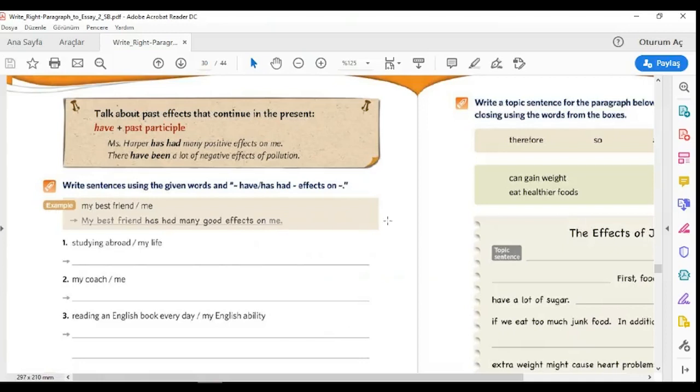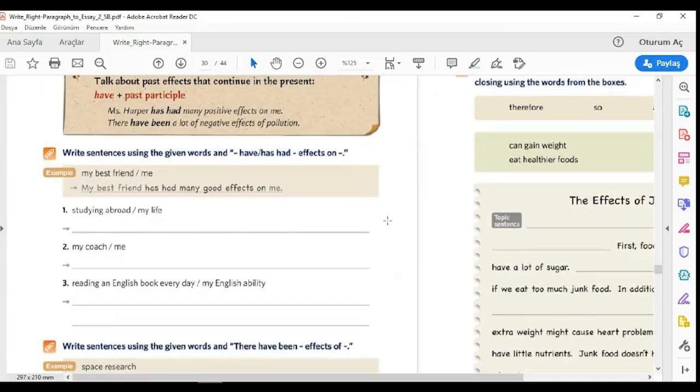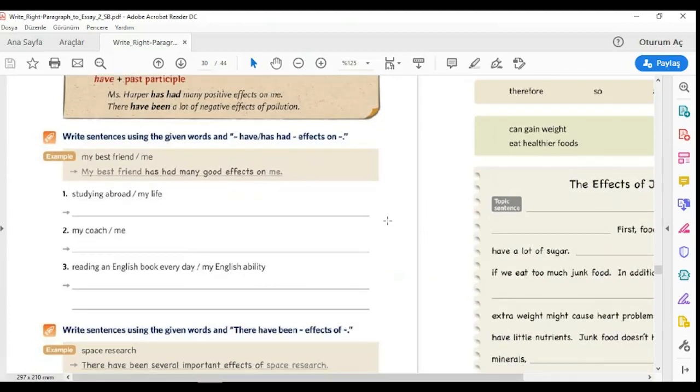Now, the first activity here, write sentences using the given words and have, has, had effects on. So the example, my best friend, me. So you will say, my best friend has had many good effects on me, right? So just a reminder again, like in the previous lesson, you will not do the answers during the lesson. You will just write down these with the example and you will do it after the lesson.